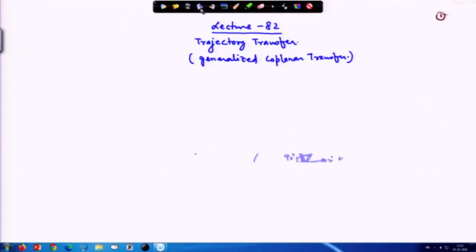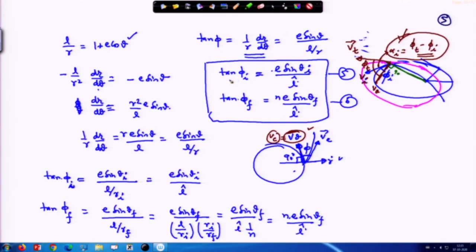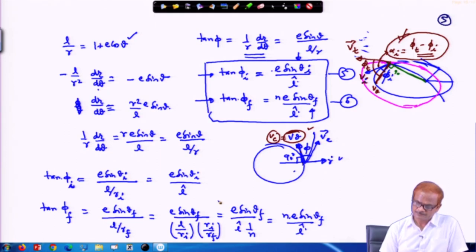Welcome to lecture 82. So, we have been doing the generalized trajectory transfer in a planar orbit or coplanar orbit. So, we will continue with that. Going back to the previous lecture, tan phi I and tan phi f both involve theta I and theta f. So, that means the true anomaly for both these orbits needs to be determined.